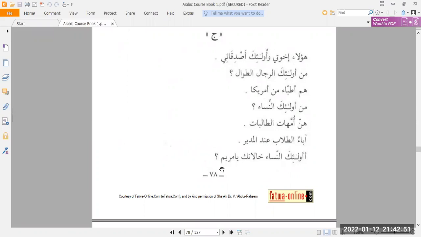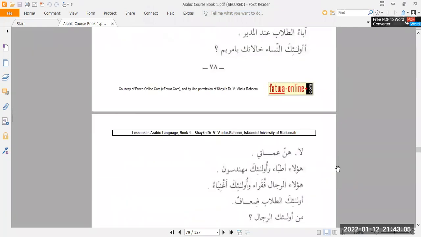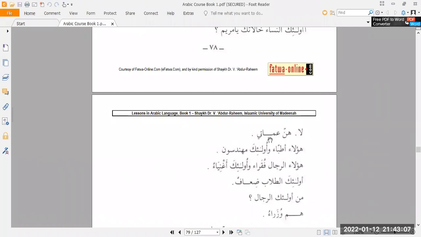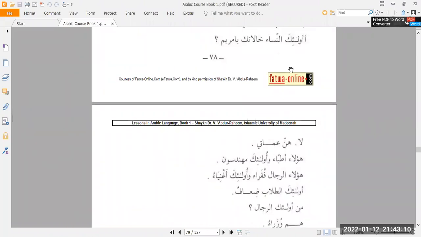Khalatuki, because you're talking to a female. Ulaika nisa'u khalatuki ya Maryamu. Are those women your maternal aunts, O Maryam? And Maryam replies by saying, La hunna ammati. No, hunna ammati. Ammatun, ammati. They are my paternal aunts. So they're not my maternal aunts, they're my paternal aunts.